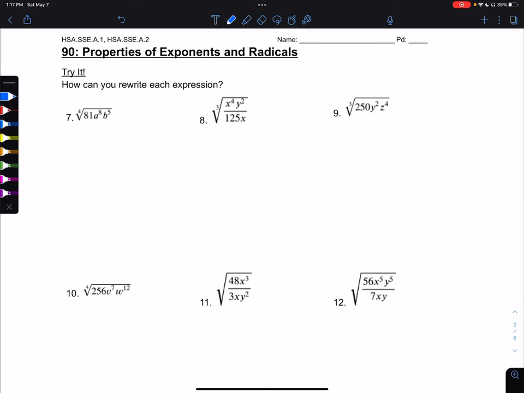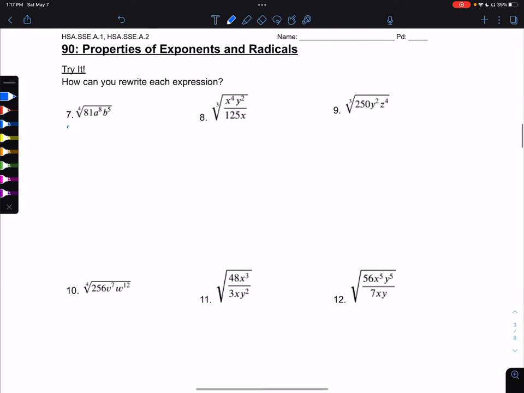So number 7, let's look at the fourth root. 81 is a perfect fourth root, so we can leave that alone. The a value, a to the 8th power, 8 is already divisible by 4, so I don't need to change that. However, b to the 5th power, 5 is not divisible by 4, so I do need to change this to b to the 4th and b to the 1st power. So this b to the 5th is being split up here.